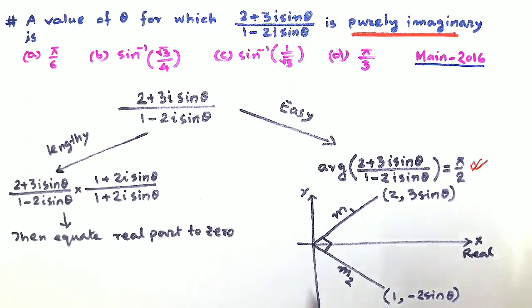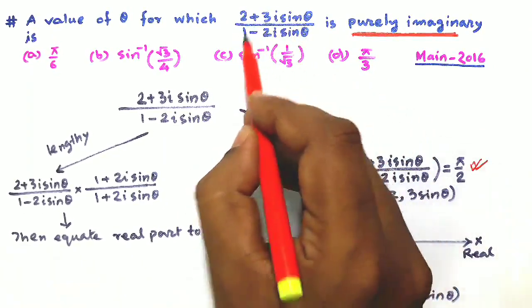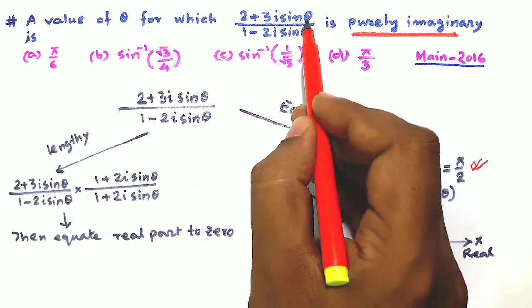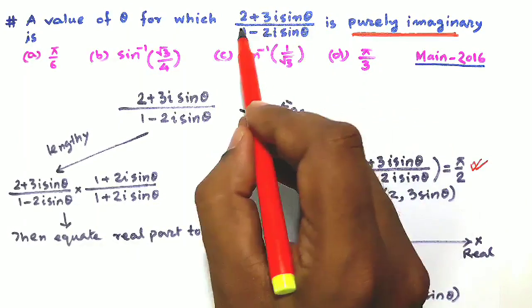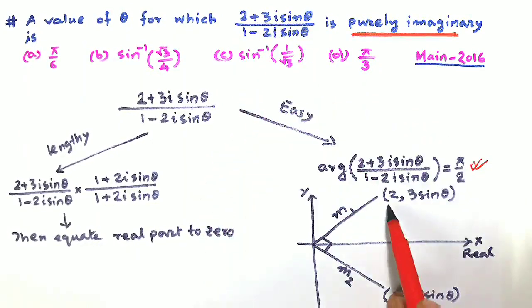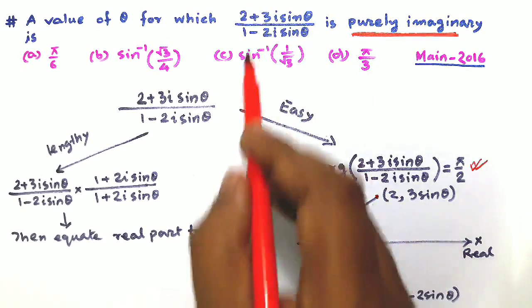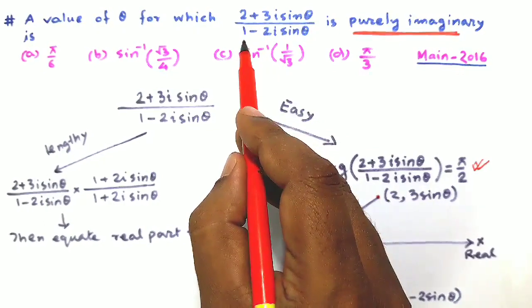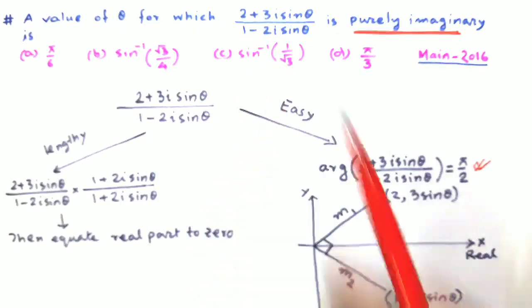Now friends, there are two complex numbers. Actually on the numerator it is 2 plus 3i sin theta. In Cartesian format you will write 2 comma 3 sin theta. So I have plotted here the point 2 comma 3 sin theta, and the denominator is 1 minus 2i sin theta. The point is 1 comma minus 2 sin theta.